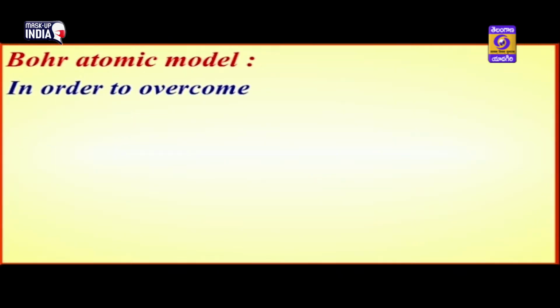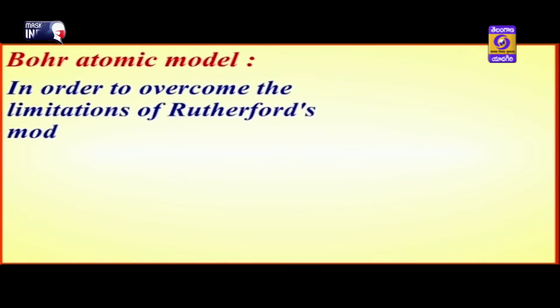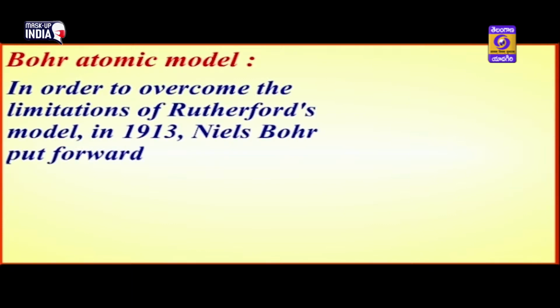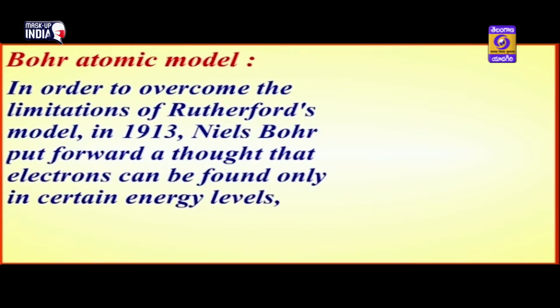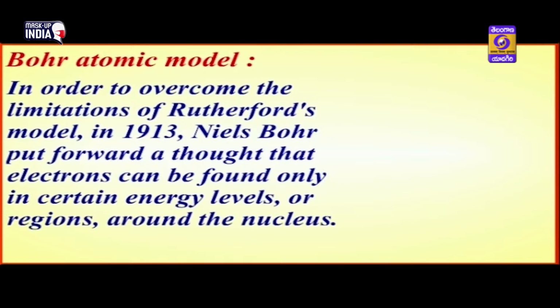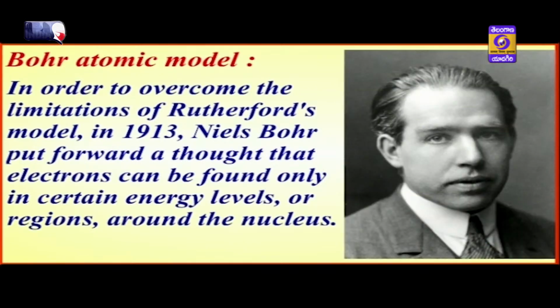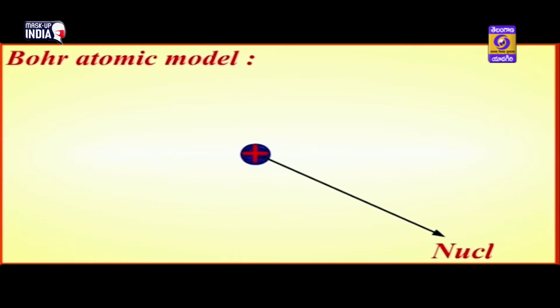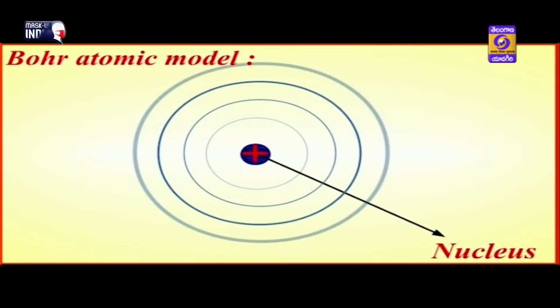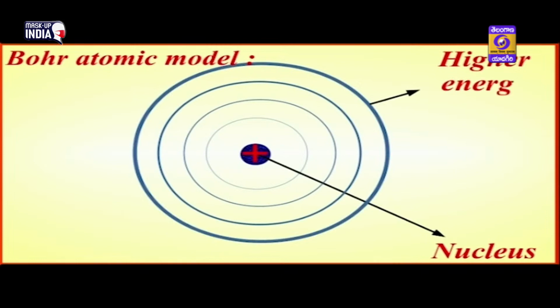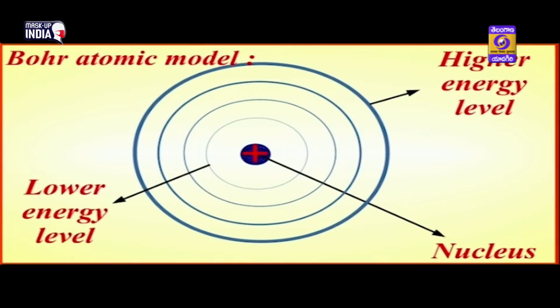In order to overcome the limitations of Rutherford's model, in 1913, Niels Bohr put forward a thought that electrons can be found only in certain energy levels or regions around the nucleus. This is the nucleus, and around the nucleus there are energy levels. The energy level away from the nucleus is higher energy level, and the energy level near to the nucleus is lower energy level.